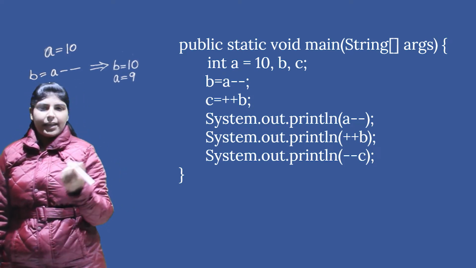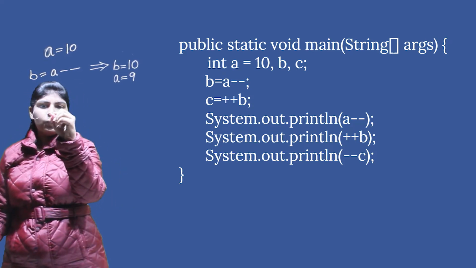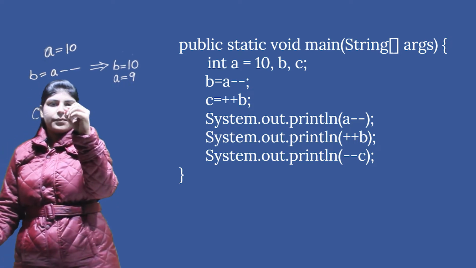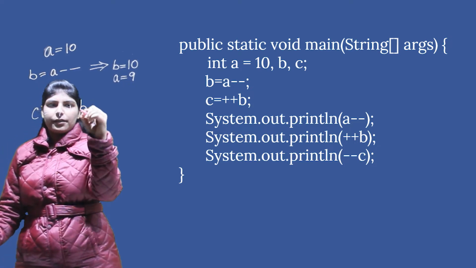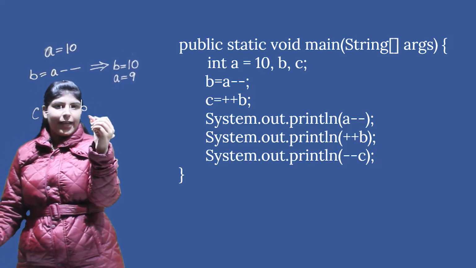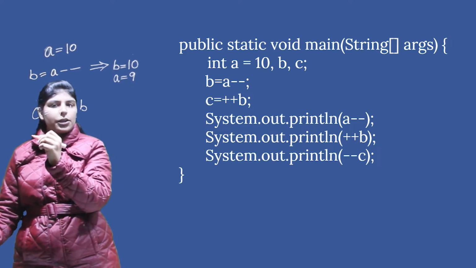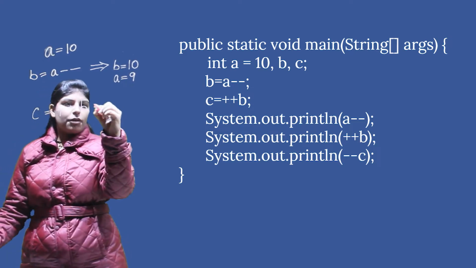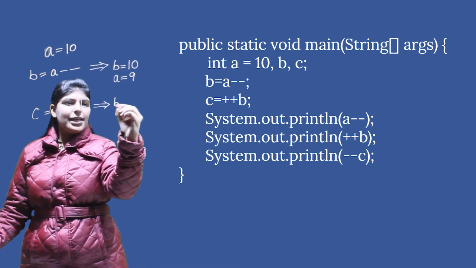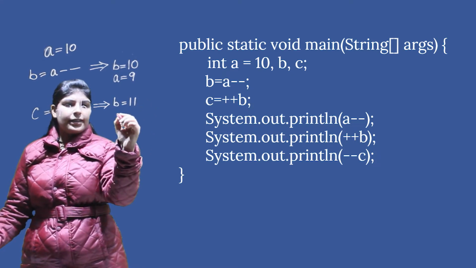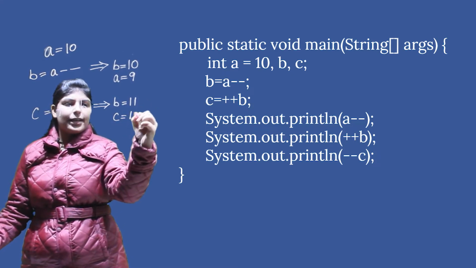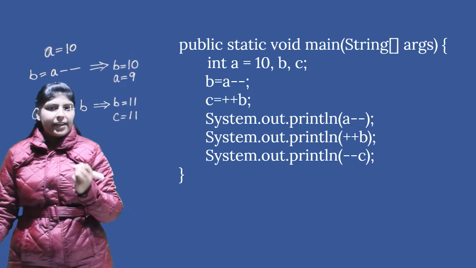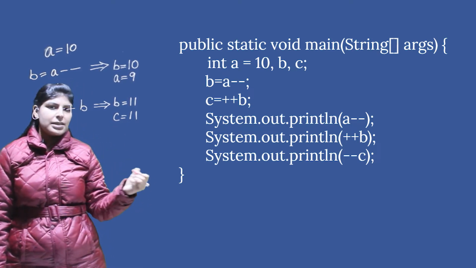So let's see the next line. It is c = ++b. This is a prefix operator. So first I'll increment the value of b and then I'll assign the new value of b to c. So after this line I'll have b = 11 and then c is given the value of b, that is 11.